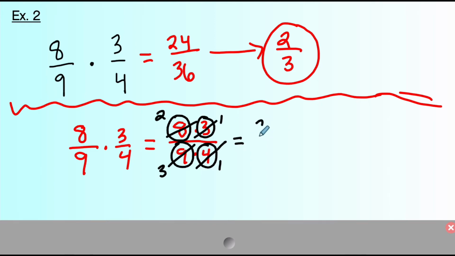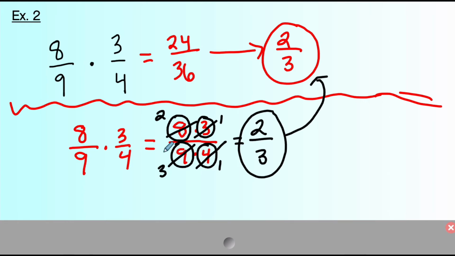2 times 1 is 2 on top. 3 times 1 is 3 on the bottom. I'm still getting to 2/3, that same answer that we got here. But instead of having to simplify at the end of the problem, I've simplified before I even started. Where this is valuable, I think, is when you have a problem that involves bigger numbers or more than two numbers being multiplied. And we're going to look at one of those examples right now, just so that I can show you the value of pre-simplifying.